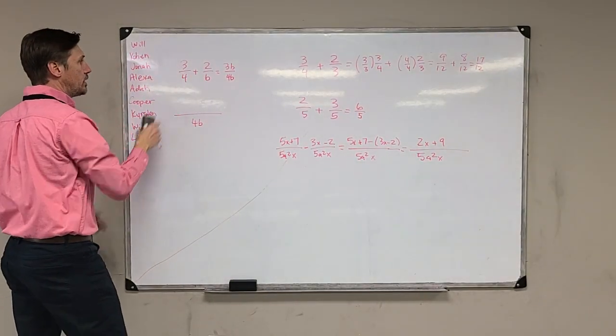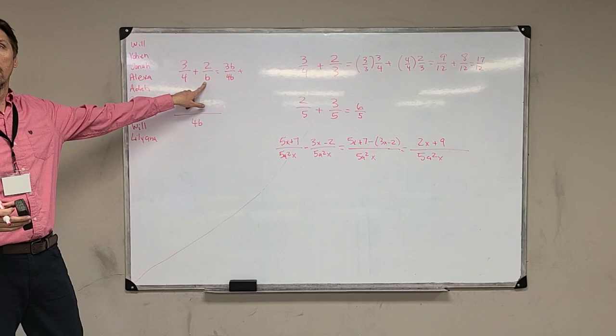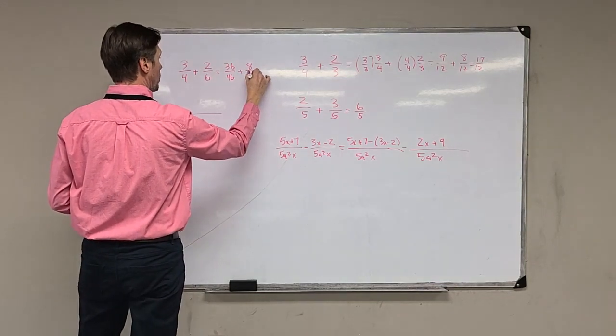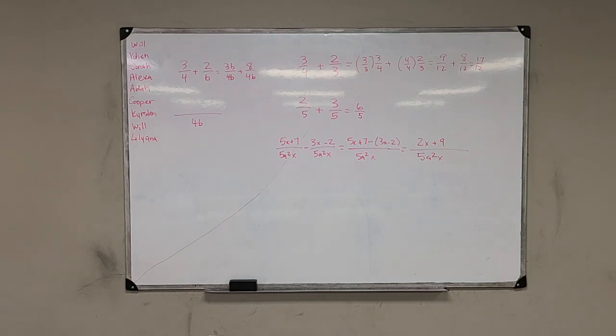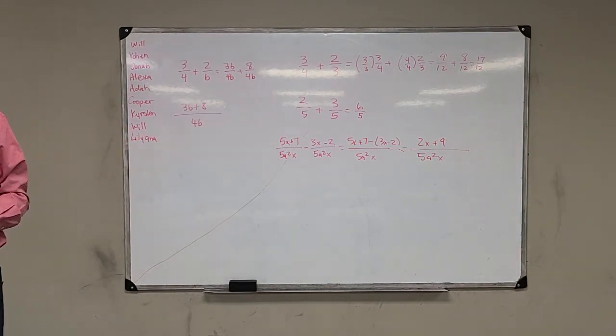And our second term, we need 4b on the bottom, so what am I going to multiply this term top and bottom by? I need 4b to be on the bottom. So 4. So I'm multiplying top and bottom by 4, right? So 4 times 2 is 8 over 4b. Does everybody see that? And so then I can combine it together and just write it all over 4b and say our final answer is 3b plus 8. Okay?